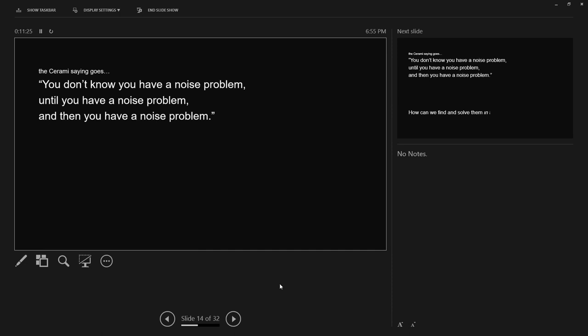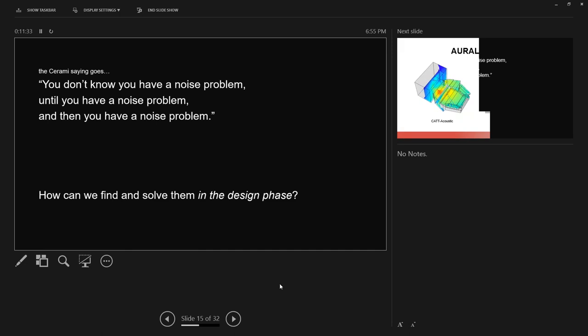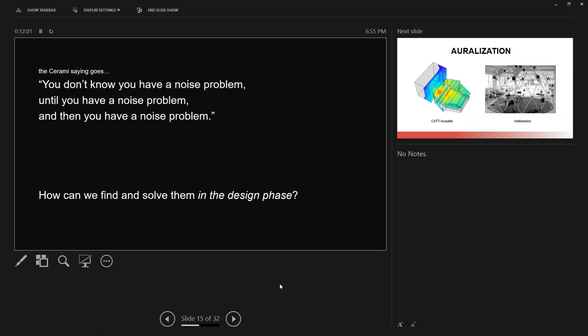So the Cerami saying goes, you don't know you have a noise problem until you have a noise problem, and then you have a noise problem. That's why we've targeted the design phase with this as far as VR goes. You could scan real spaces and simulate sound in them, but why? They already exist. We know how to solve those kinds of problems. As a side note, my other main project at Cerami is long-term monitoring kits. So if you do happen to not consider sound properly and you have a noise issue, we can also help with that. So call us. Don't not call us if you've already built it and it's bad. That's what we're here for.